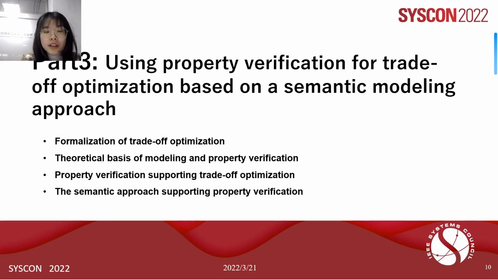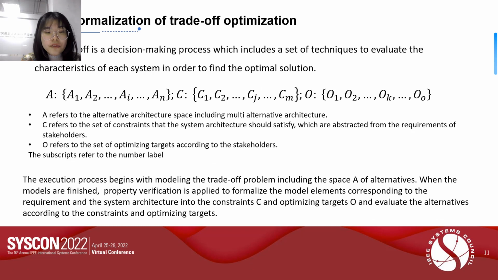The third part shows how the proposed method works in four parts. Firstly, we state the problem of trade-off. The trade-off is a decision-making process to evaluate the characteristics of each system in order to find the optimal solution.